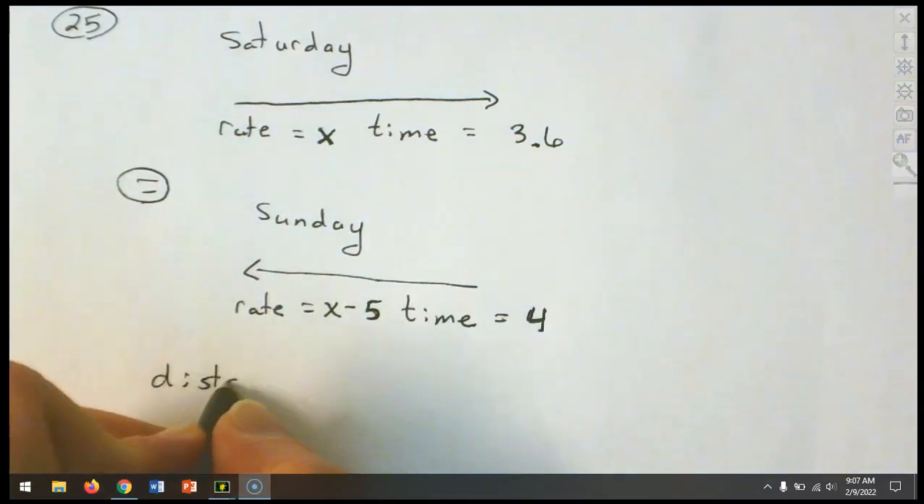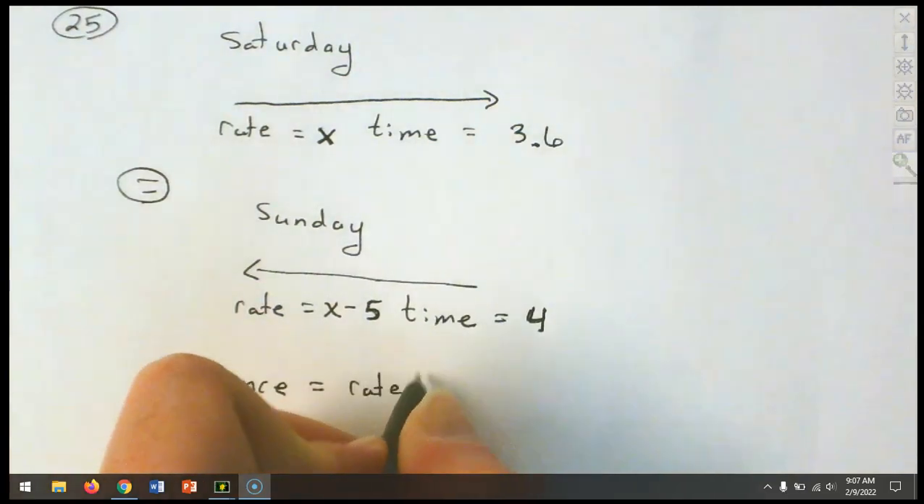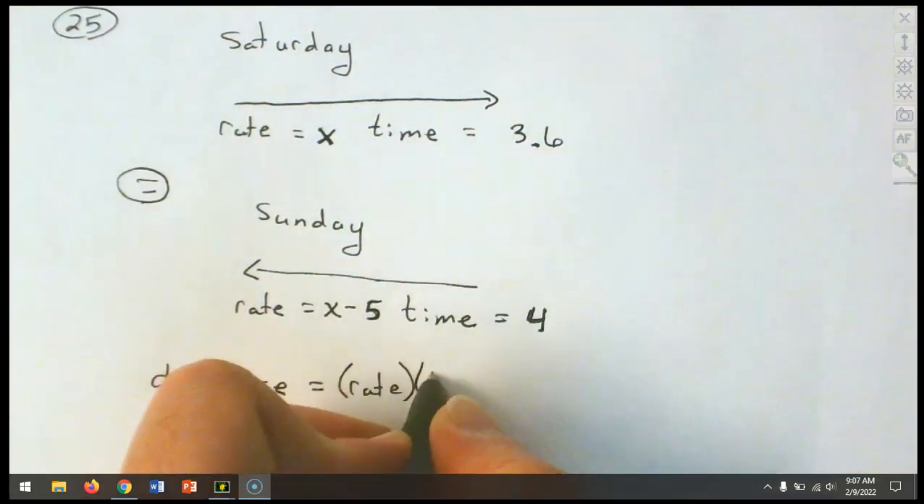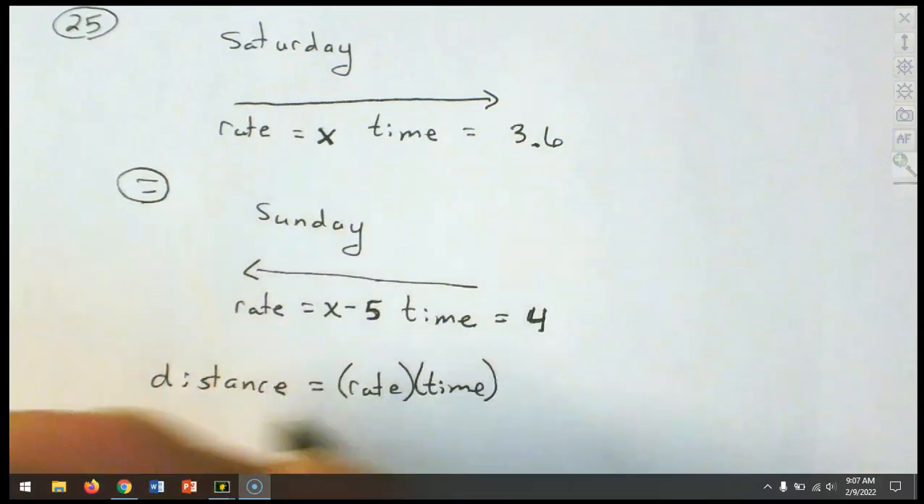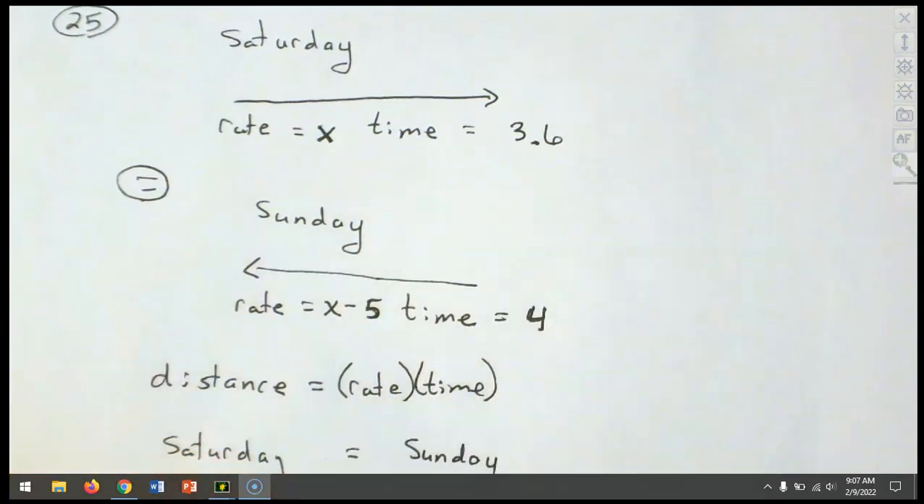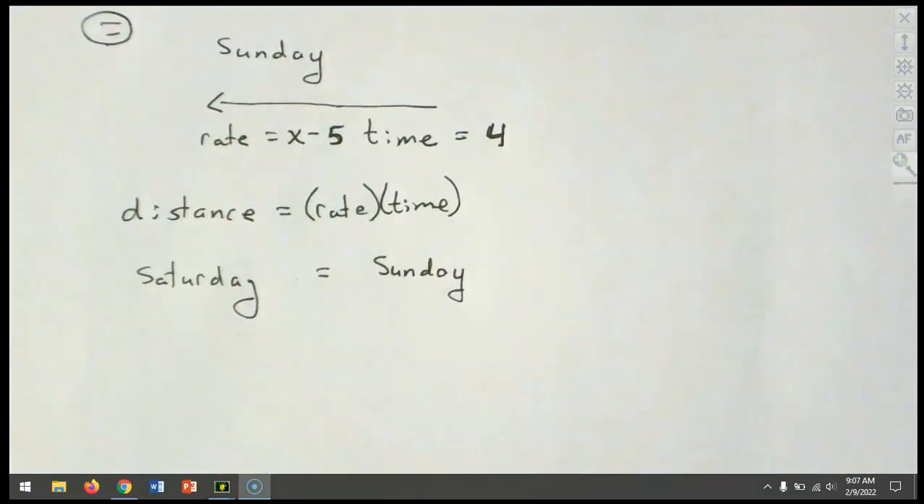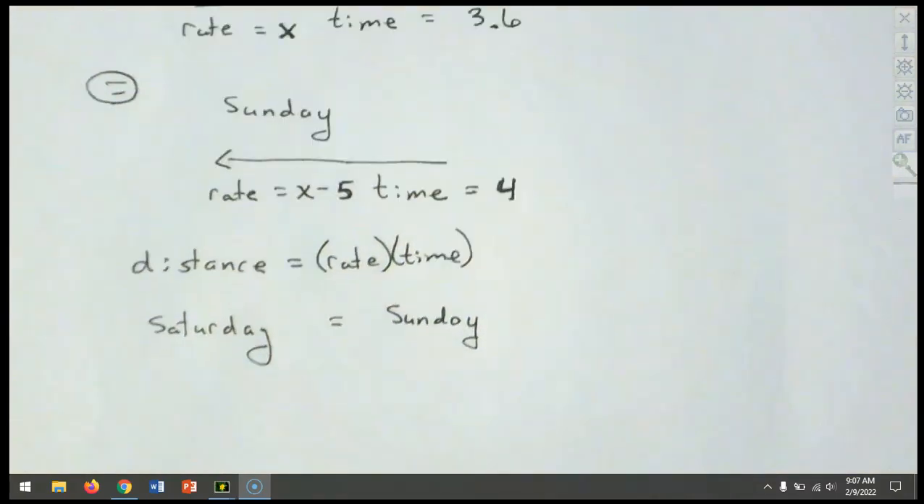And how do we find our distance? Distance is the rate of speed times the time. And we know they should equal. So the distance to your mom's house going there Saturday morning should be the same as coming back Sunday evening. Okay, so we've got that.